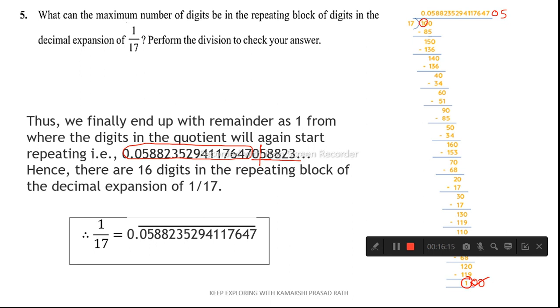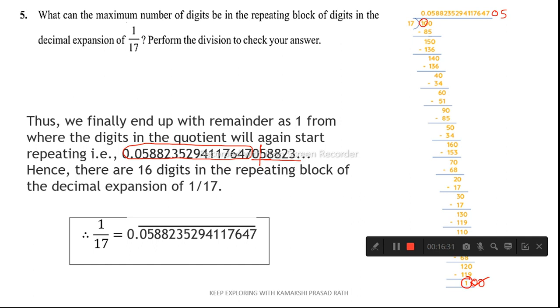So we have to take care of the remainders. Just focus on when the remainder repeats itself. Once the remainder repeats itself, we have to stop there. No need to proceed, because once the remainder repeats itself, the quotient will again repeat. The whole set of quotients will again repeat itself.